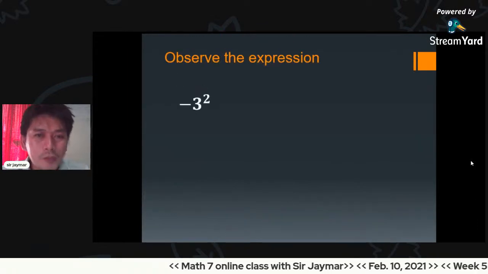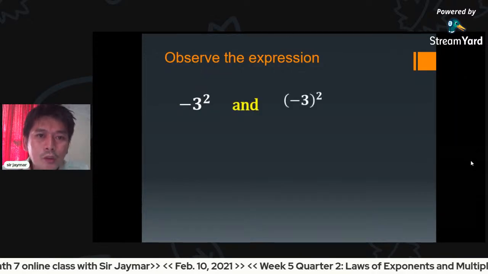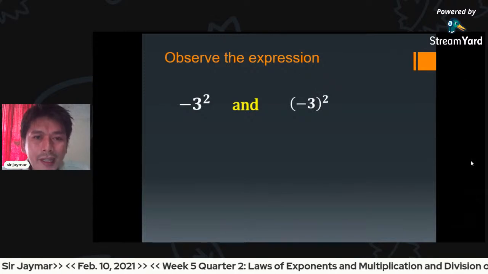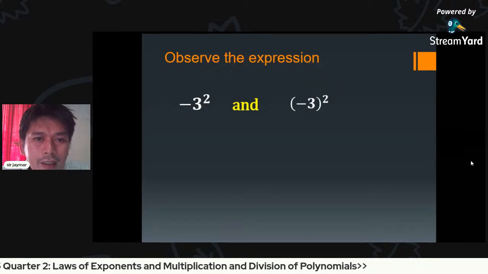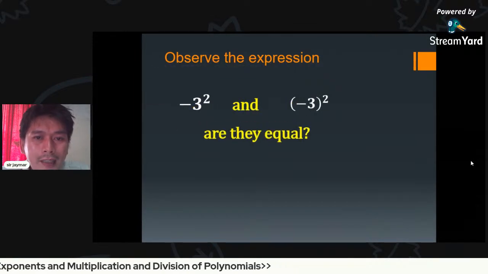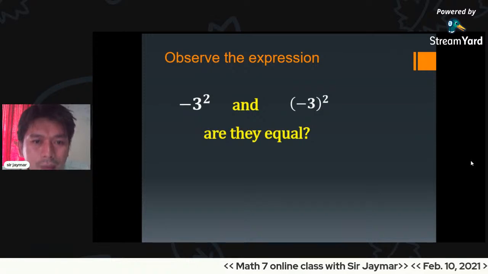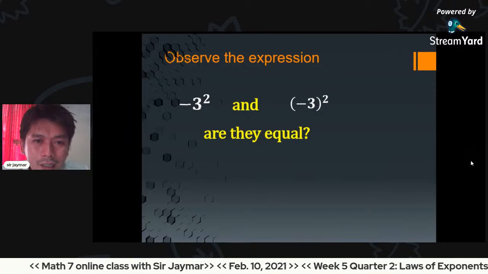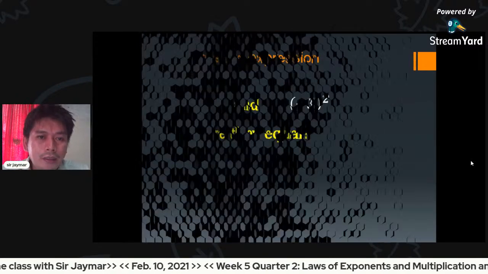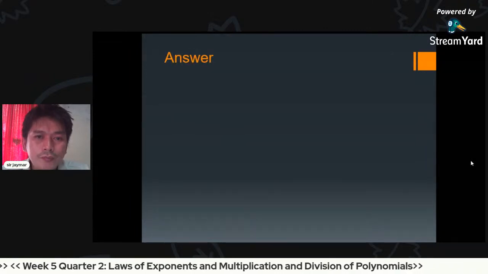Again, how about this? Observe the expression. When you say expression, it talks about numbers, constants, and combinations of numbers and constants. So how about this? Negative times 3 squared and negative 3 squared, are they equal? What is your observation? What will be the exact value of negative number times 3 squared and negative 3 raised to 2?